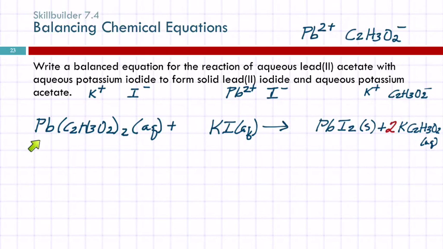I skipped the Pb. What about the Pb? 1 Pb and 1 Pb. So he's good. What about K? I have 1 potassium, and over here I have 2. So I need a 2 in front of this one. And then the last element to check is iodine. 2 I's and 2 I's. Cool. Took care of itself. And then you should go through and check it. Any questions?